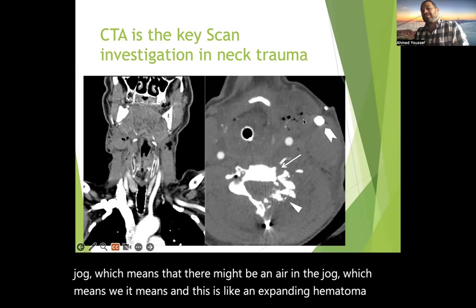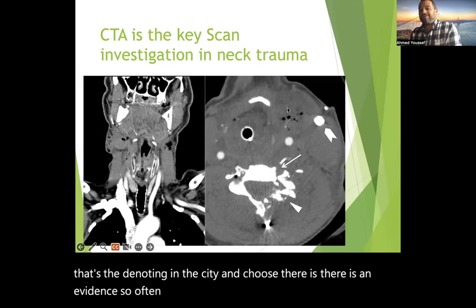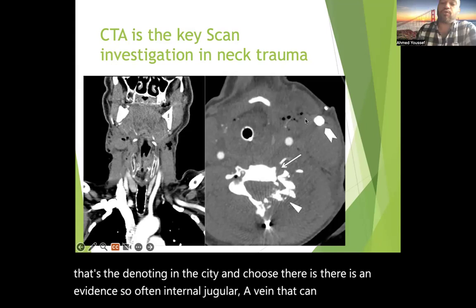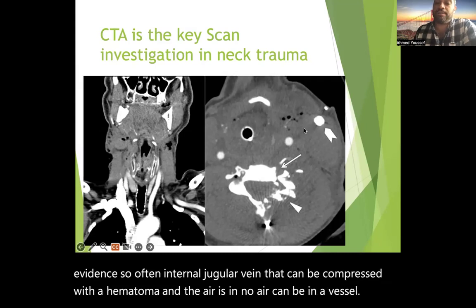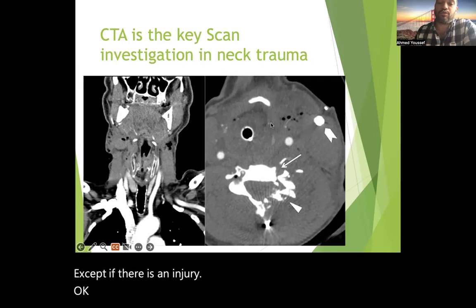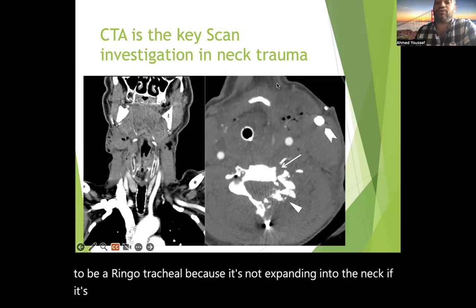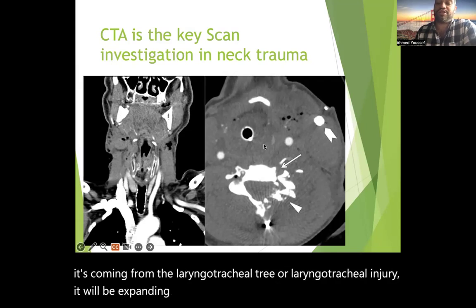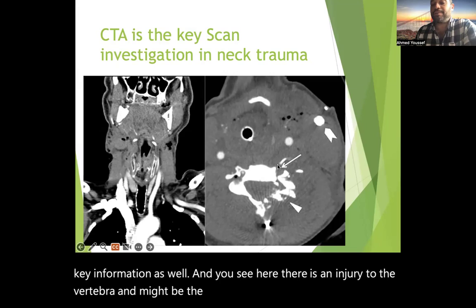So that's denoting in the CT angio an internal jugular vein that can be compressed by a hematoma, and the air is in. No air can be in a vessel except if there is an injury. That's important to know. And we cannot attribute the air here to be laryngotracheal because it's not expanding into the neck. If it's coming from the laryngotracheal tree or a laryngotracheal injury, it will be expanding to involve all the fascial spaces. That's another key piece of information as well. And you see here there is an injury to the vertebra, and the vertebral artery might be affected as well.